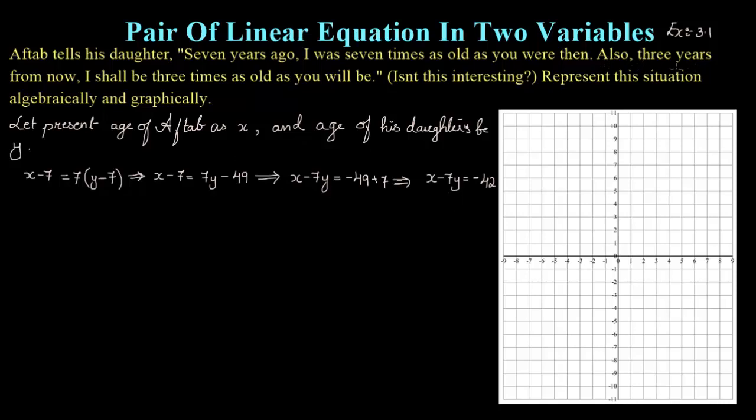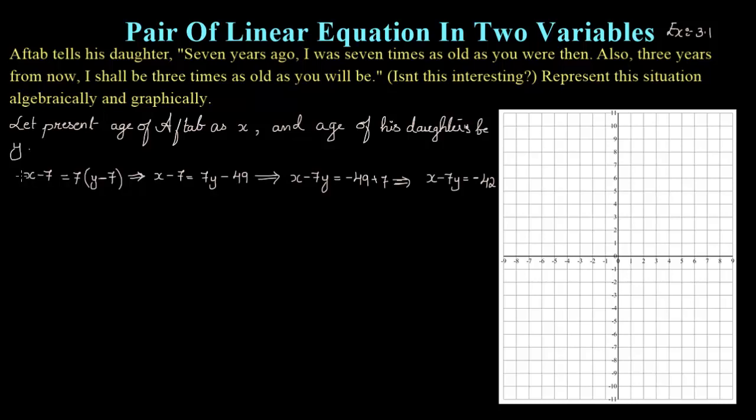So how do we get it from the second sentence? 3 years from now. 3 years from now means from here, 3 years. So if your present age is 15, and I ask you what will be your age after 3 years, what will you do? You will add your present age with 3. So 15 plus 3, it will be 18.